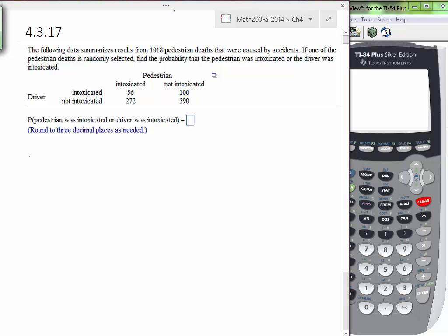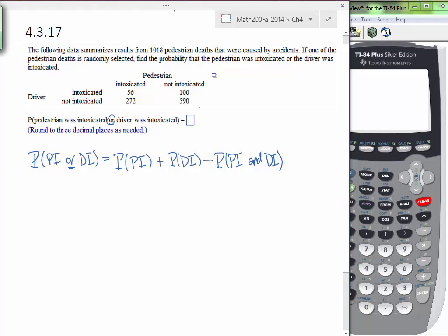So here's our situation, and we're looking for this probability that the pedestrian was intoxicated or the driver was intoxicated. Because we see the word "or" here, we're going to look at the addition rule, where we're computing the probability that the pedestrian was intoxicated plus the probability that the driver was intoxicated. There's a possibility that there might have been some overlap between these two probabilities, so we want to subtract out that possible overlap where we counted the pedestrian intoxicated and the driver intoxicated.